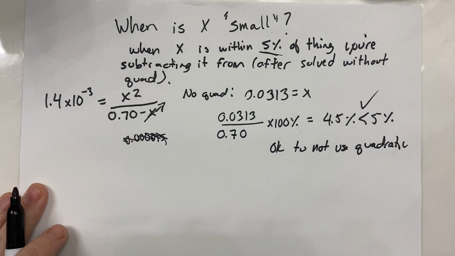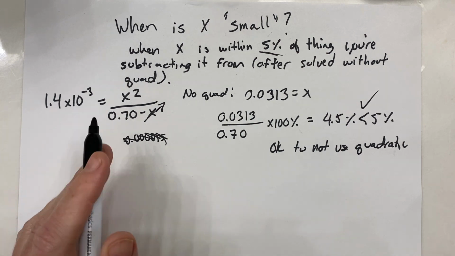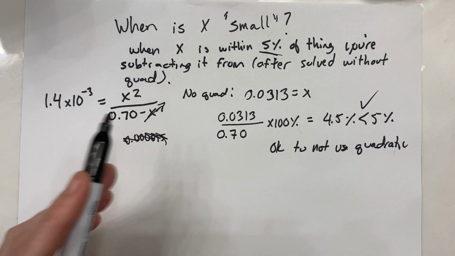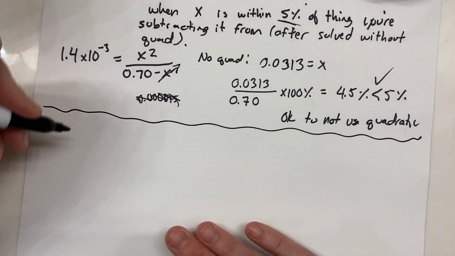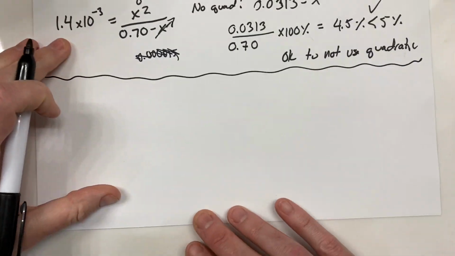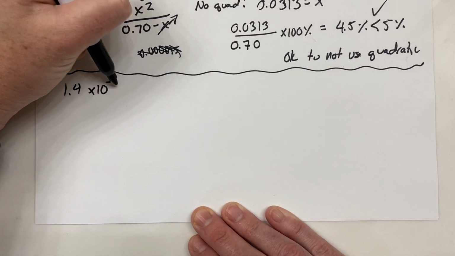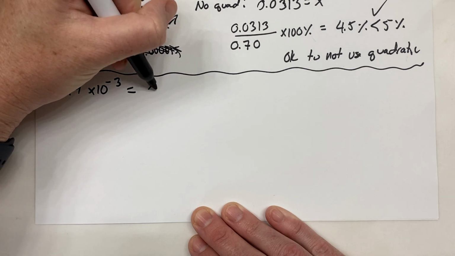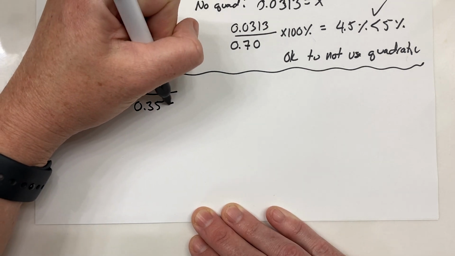But let's use a situation. Let's go ahead and make this number smaller, so that way, when we subtract some x, chances are it's going to be greater. So let's give another example here. I'll use kind of the same numbers. So we got 1.4 times 10 to the negative third equals x squared over, let's half it, 0.35 minus x.